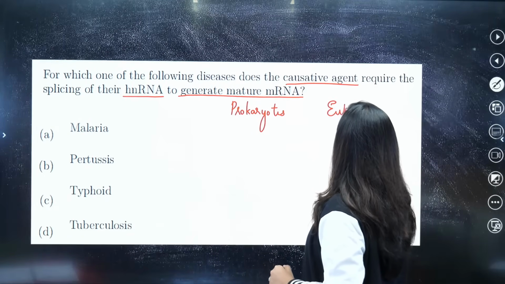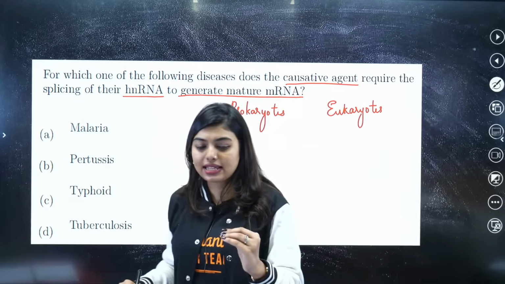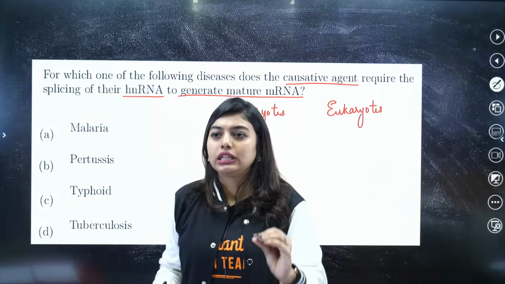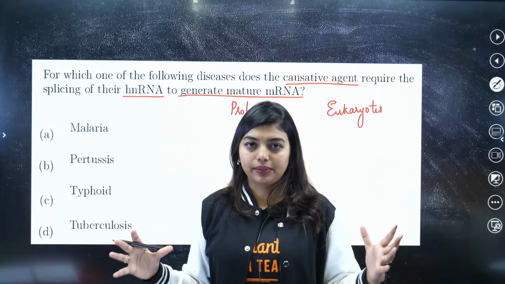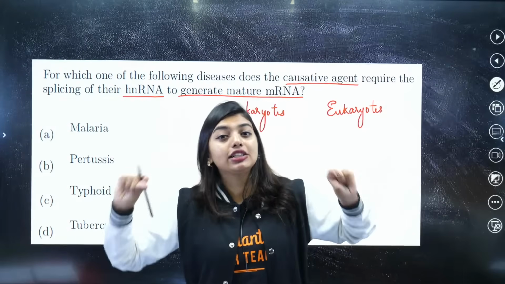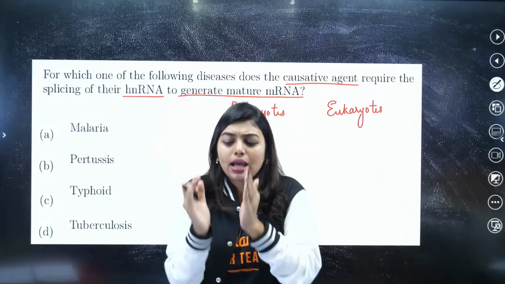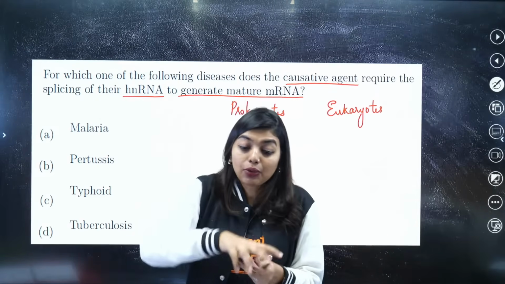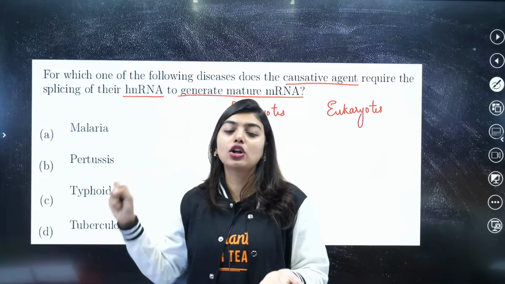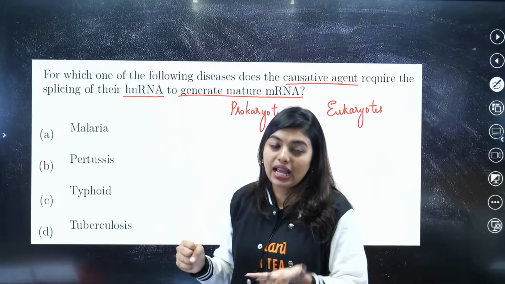Prokaryotes and eukaryotes. Please understand that splicing is a process where I remove the parts that are not good for anything. I have an mRNA, I have a gene. In that gene, there are some parts that will help for sequencing, and some parts that will not help for anything. I want to remove them. That process is called splicing. Removal of introns is called splicing.